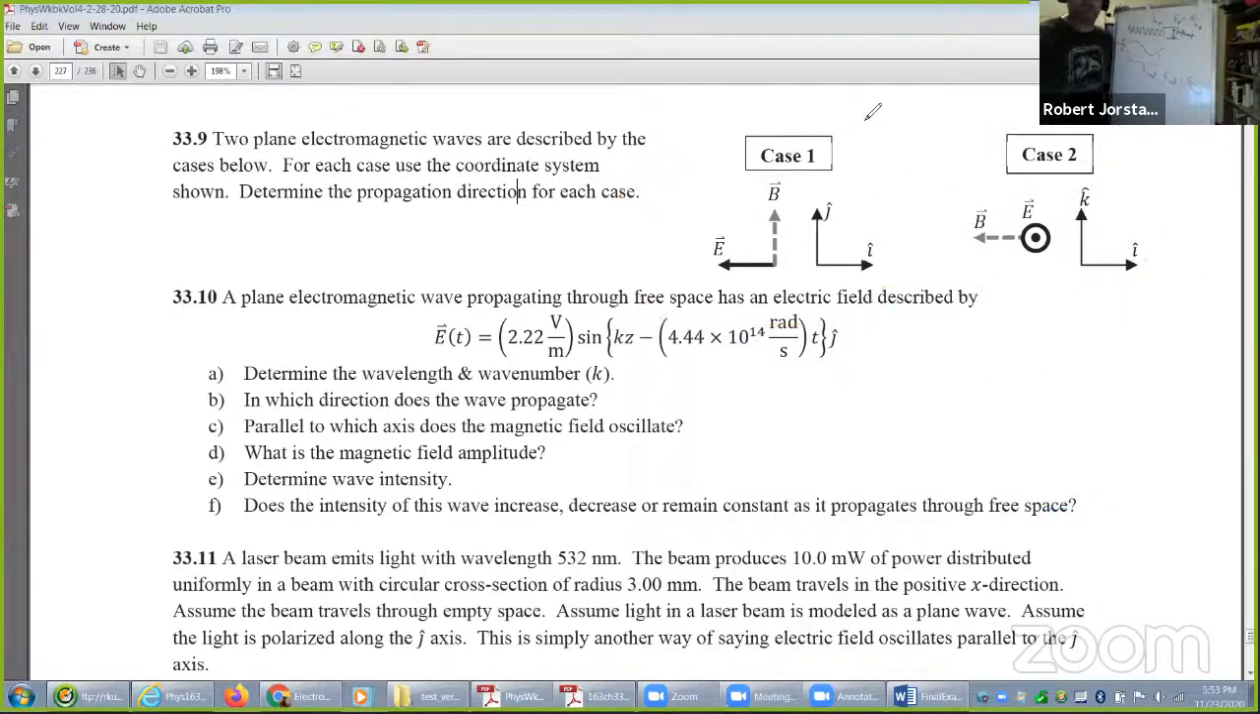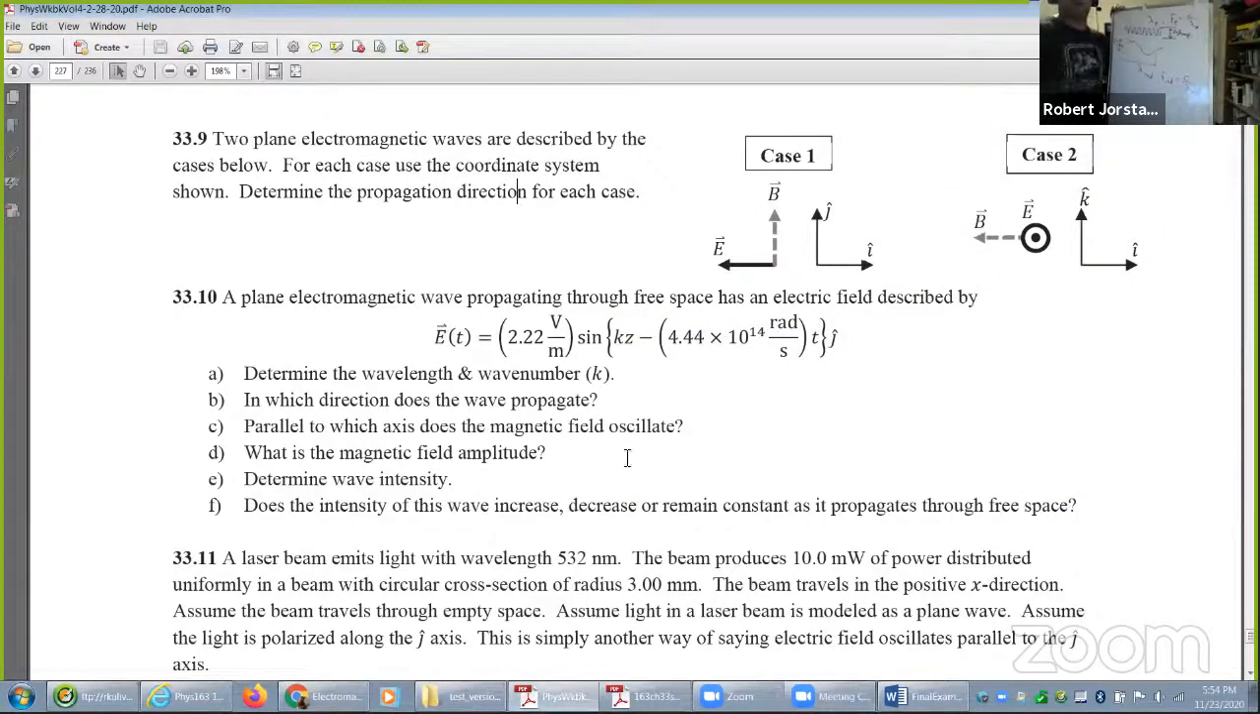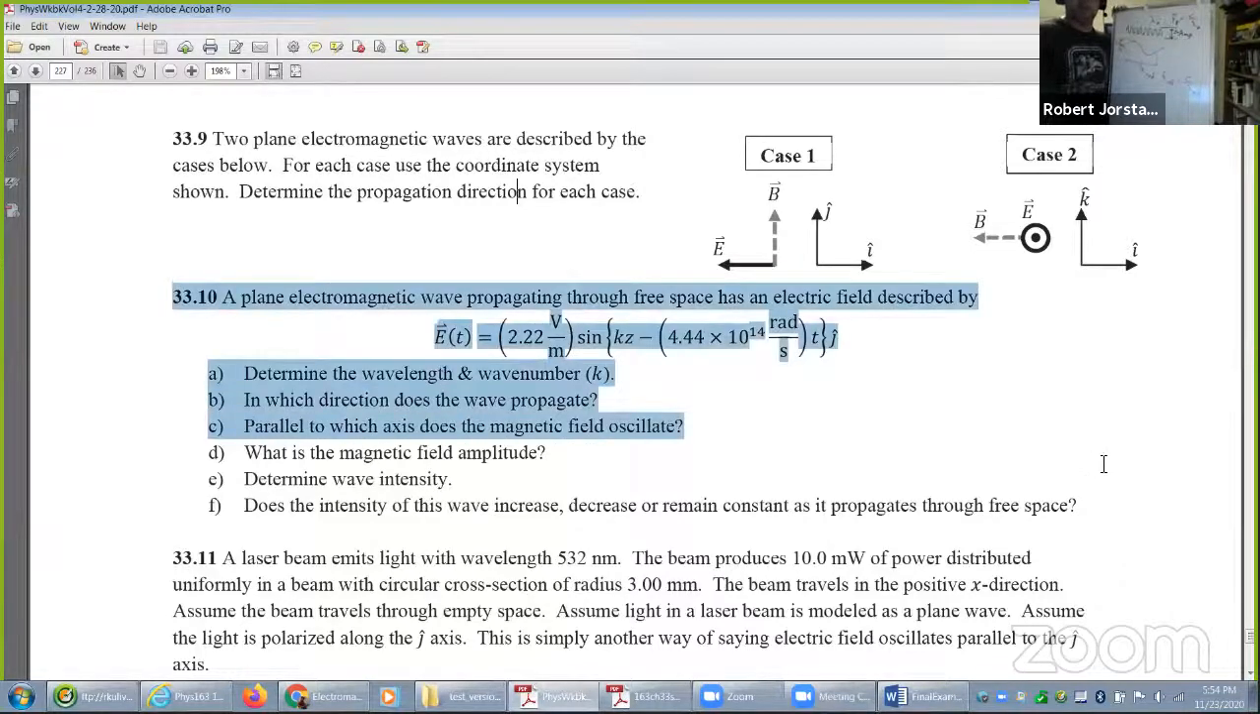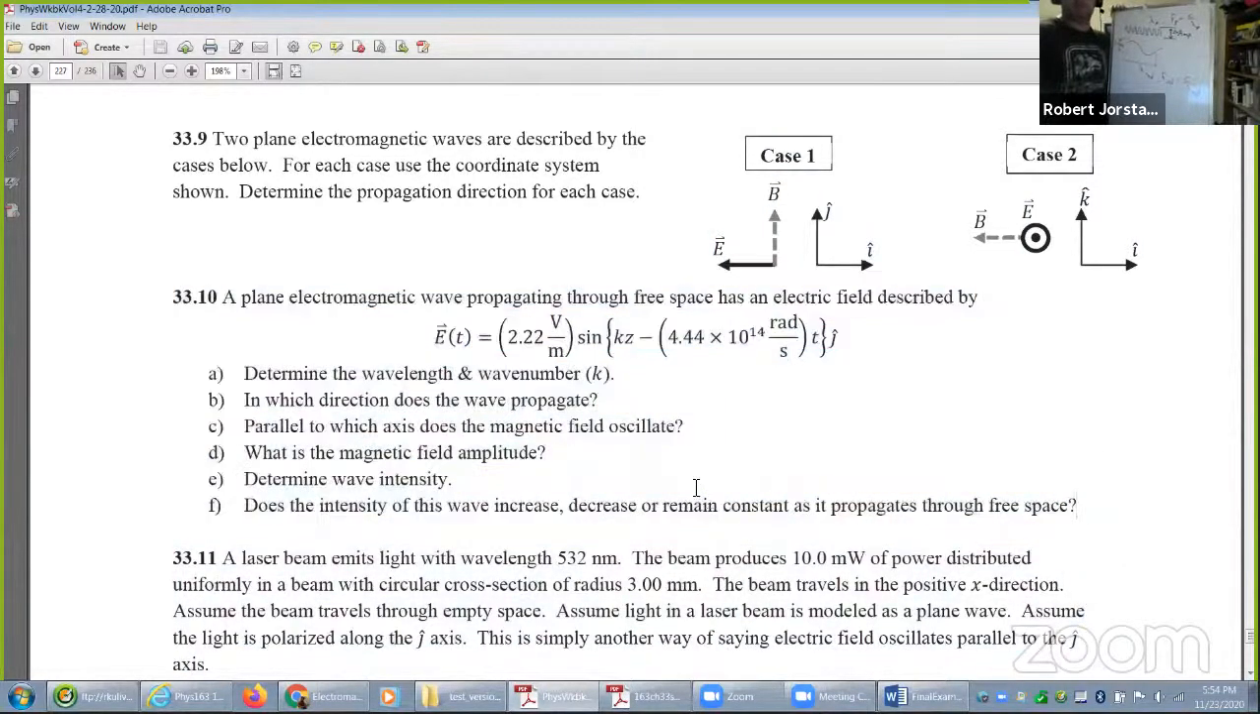Okay. So that's a good practice problem for you. Hey, look at this problem, 33.10. Most of this you could do, but let's just focus on this for right now. Which direction is this wave propagating? Take a second to think it through. You could answer in the chat or unmute. So which way is the energy traveling when I give you this type of information?